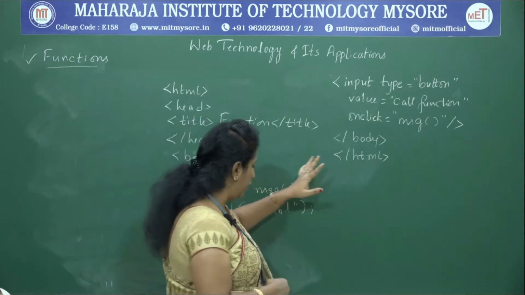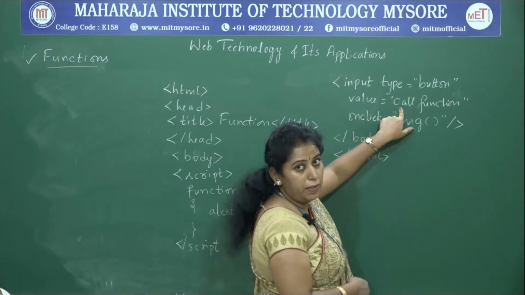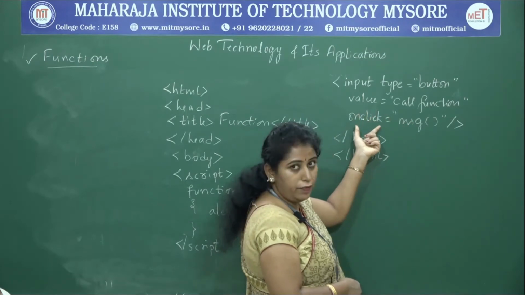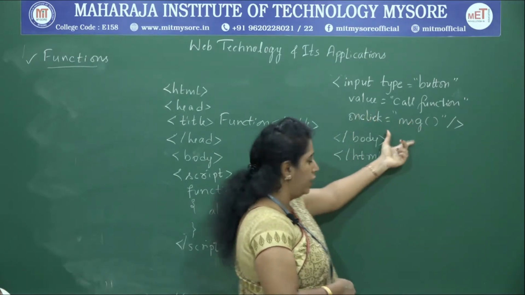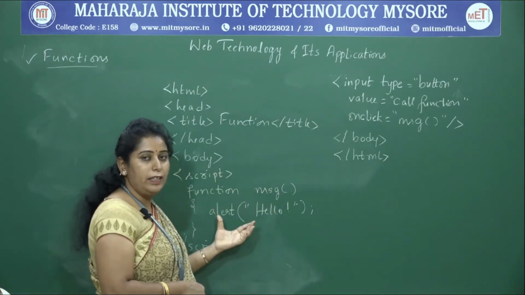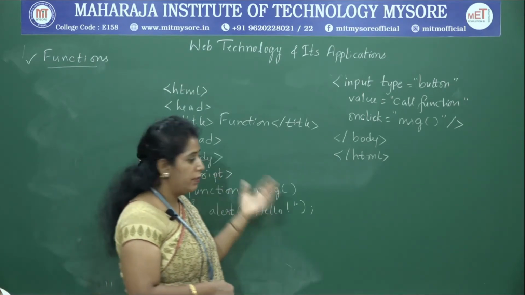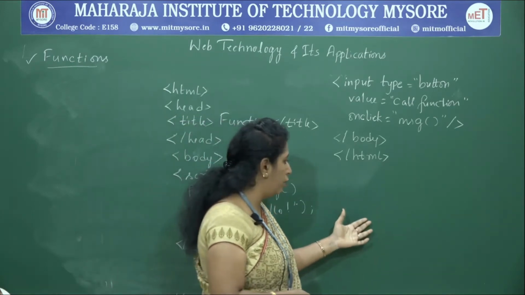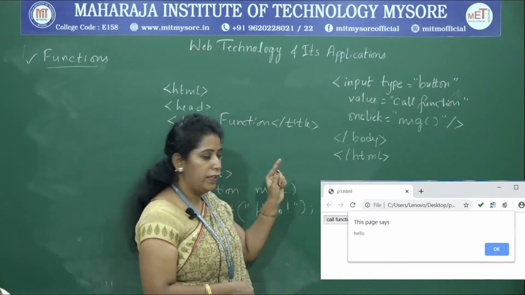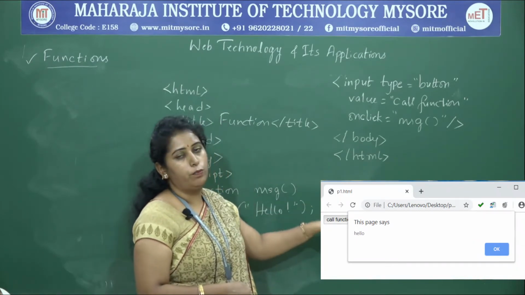So now what happens here? When the program gets executed, you will get a button. On that button there will be a message, call function. So when you click on that, onclick gets activated. What does it do? It calls the function message. So the control goes to the message function. Inside that, I have used alert to print hello. Finally, this is how you can observe the output. I will click on call function. After clicking, the output looks like this.